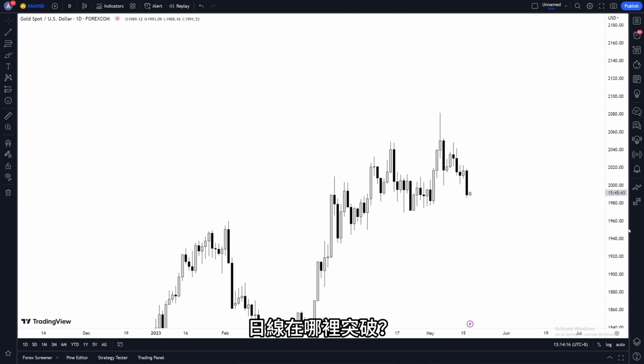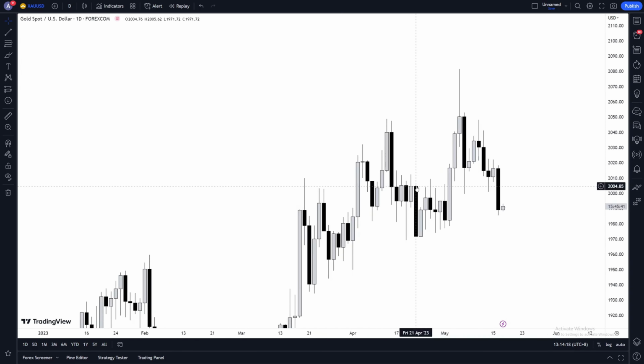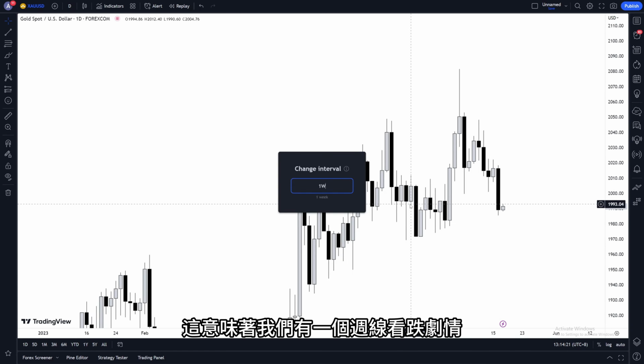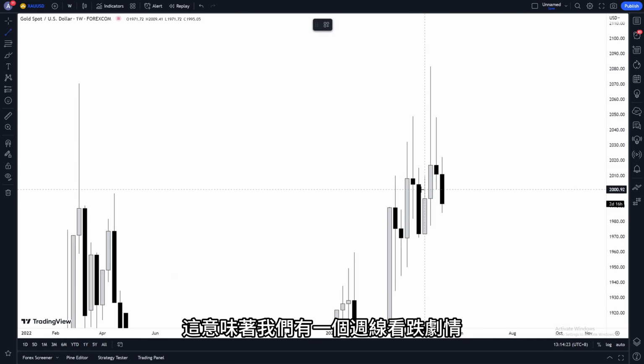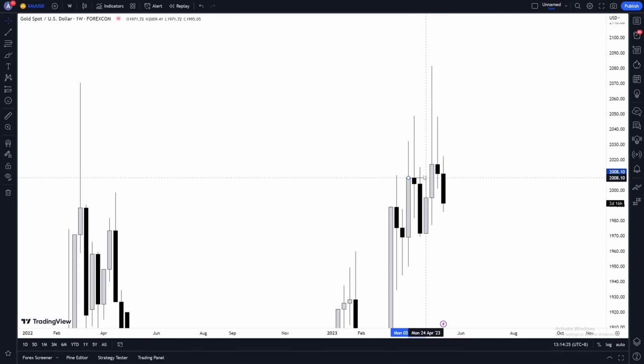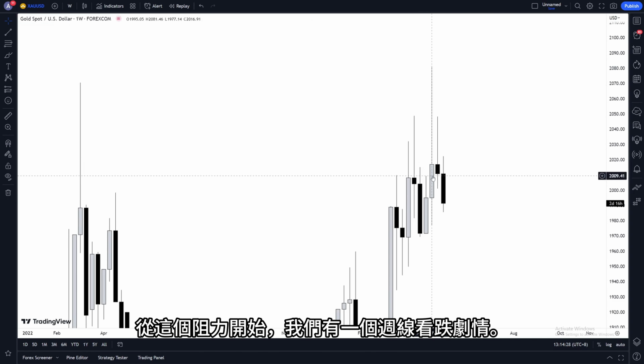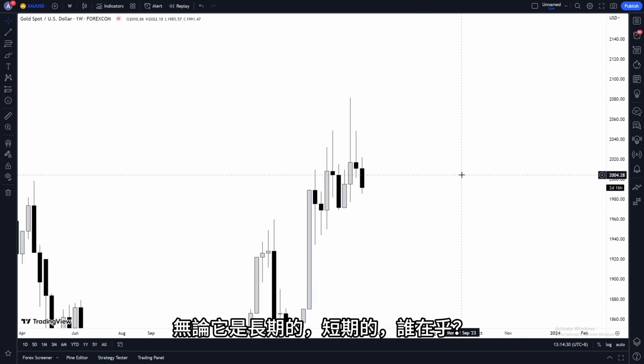the daily breaks out. Where does the daily break out? The daily breaks out right here. Boom, she breaks out. So what does that mean? That means that we have ourselves a weekly bearish storyline starting from here. Starting from this resistance, we have a weekly bearish storyline. Whether it is long-term, short-term, who cares?